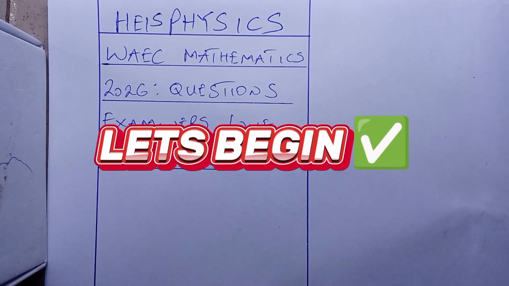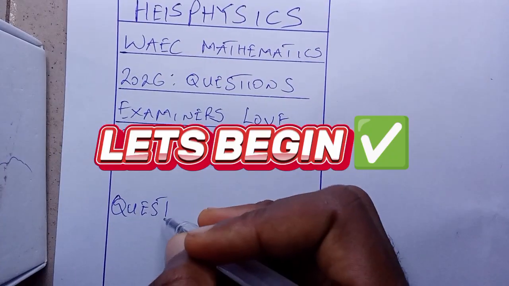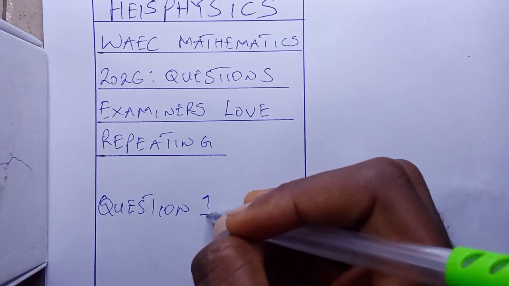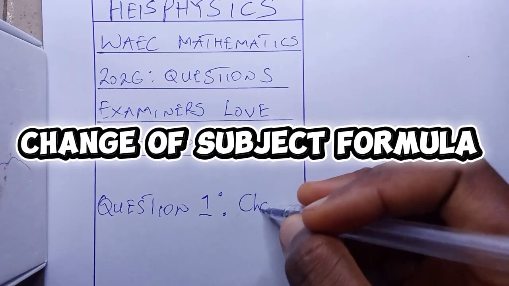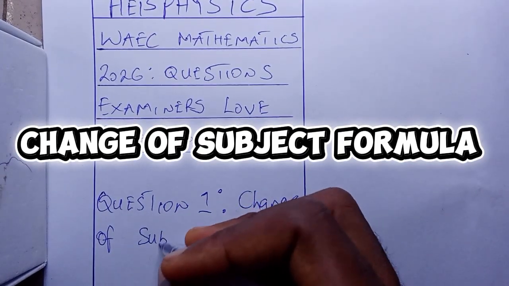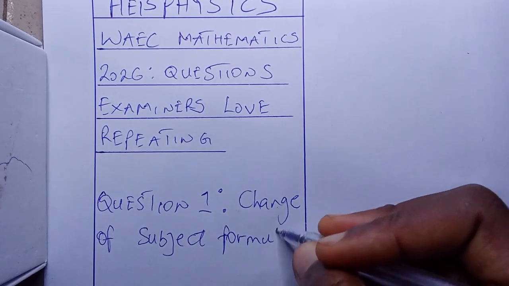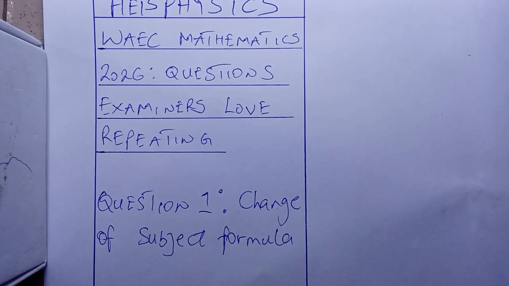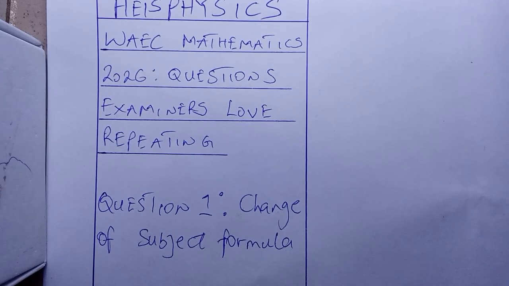Let's get started. Question type 1. Change of subject formula. This is one of WAEC's favorite areas. A question may ask, make x the subject of formula.